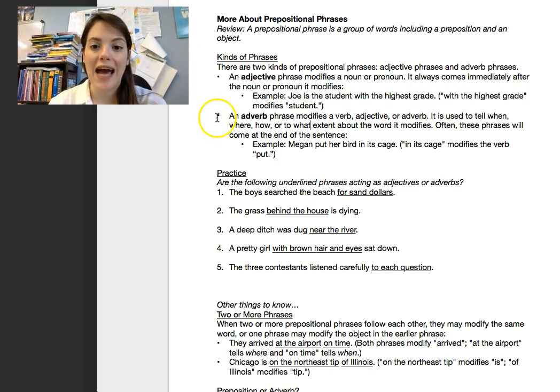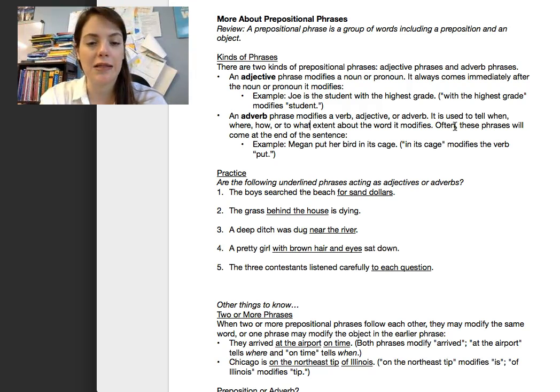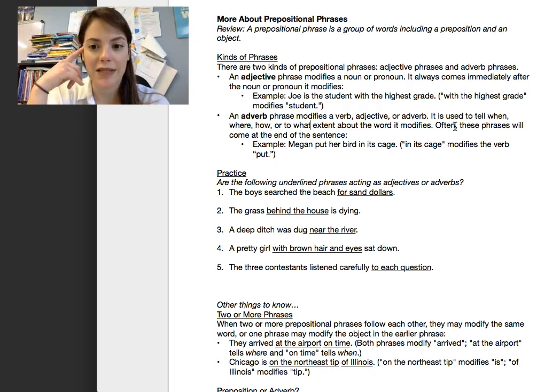Now an adverb phrase, just like it sounds, modifies a verb, adjective, or adverb. Just like with a regular adverb, it's used to tell where, how, when, or to what extent about the word it's modifying. Often these phrases will come at the end of the sentence, not always, but a lot of times you'll see a bunch of prepositional phrases all stacked up at the end of the sentence, and those are usually telling us more information about our verb or another adjective, another adverb, things like that.